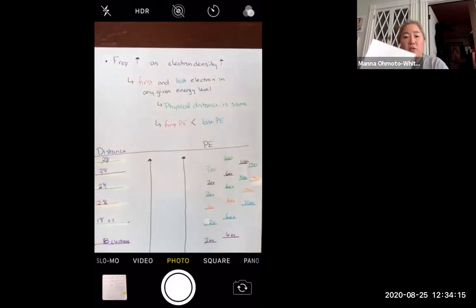So force repulsive increases as electron density increases. The first and last electron in any given energy level, which is a physical distance away from the nucleus, is the same. So their physical distance is the same. But the first electron in any given energy level will have a low potential energy, where the last electron will have a much higher potential energy because it's now starting to come into a more crowded situation.